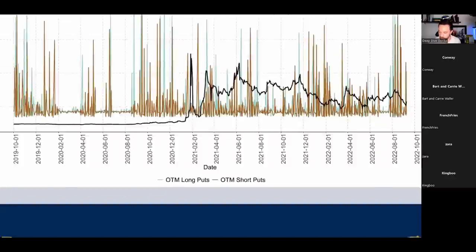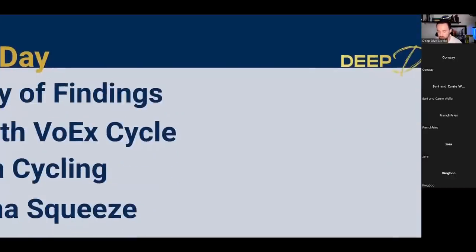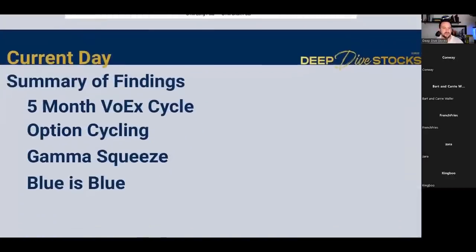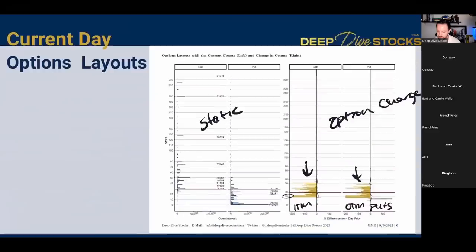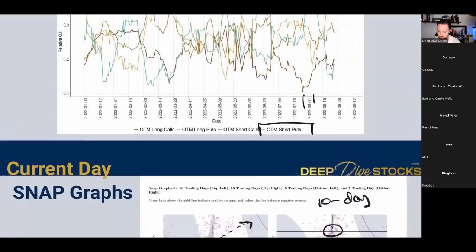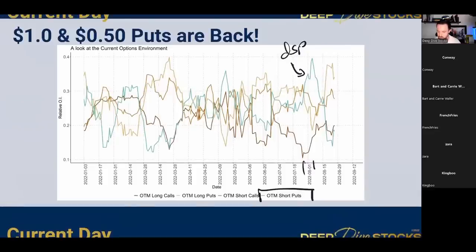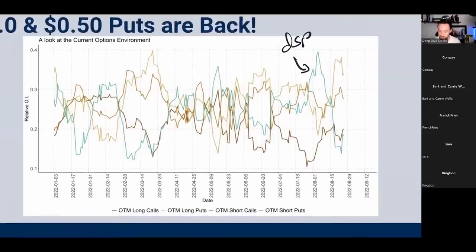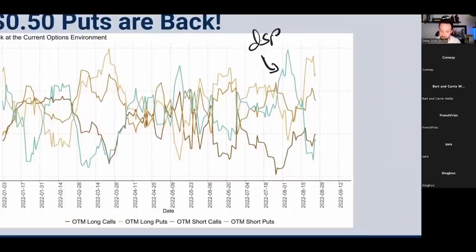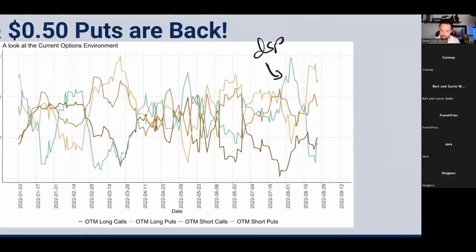The take home point for the current findings is that we have that 5 month VoEx cycle that seems to be cropping up. We have this weird option cycling, which didn't even make it in here, here we go. I only referenced this with the $5 puts, but anyone see a pattern here? This might cook some noodles. I have no idea what this is.